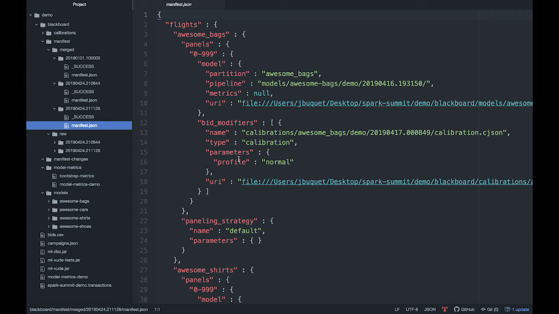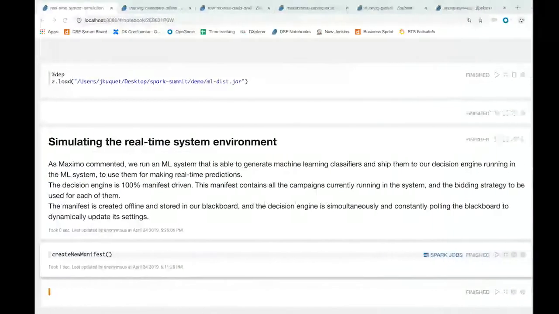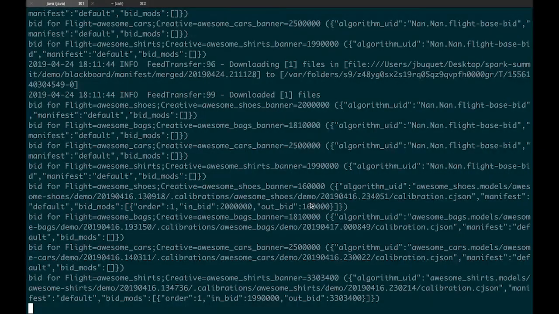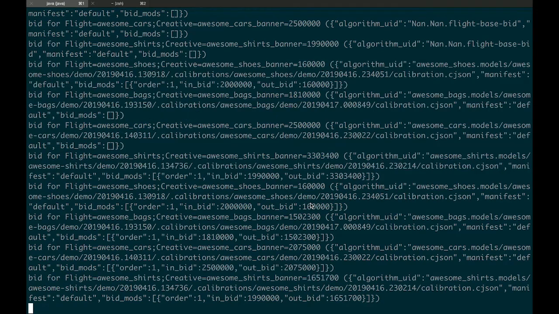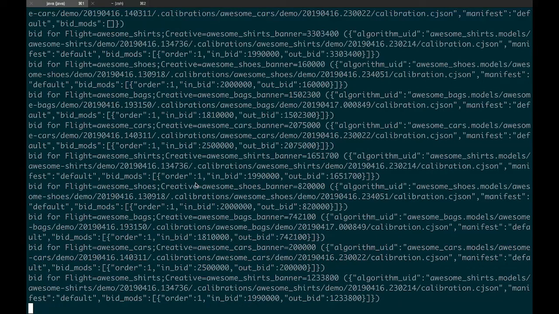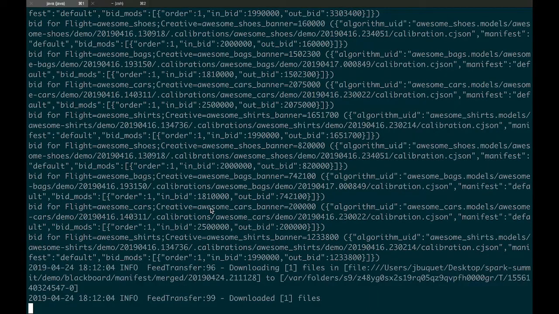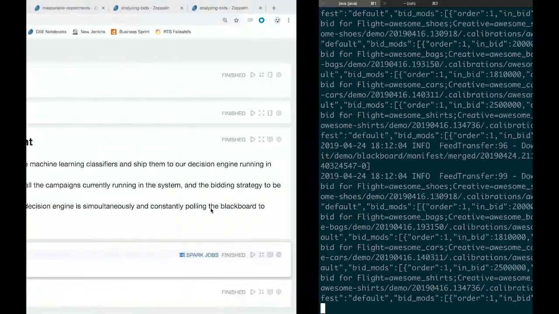In this case, you see we are no longer doing that fixed bid stuff. We are actually using a campaign-specific classifier for each of our campaigns and doing some bid modifier stuff. Again, if we go to our decision engine, it picked the latest stuff from the Blackboard, it updated itself, and it's now using the different classifiers that we have for performing real-time decisions in the real-time decision engine.